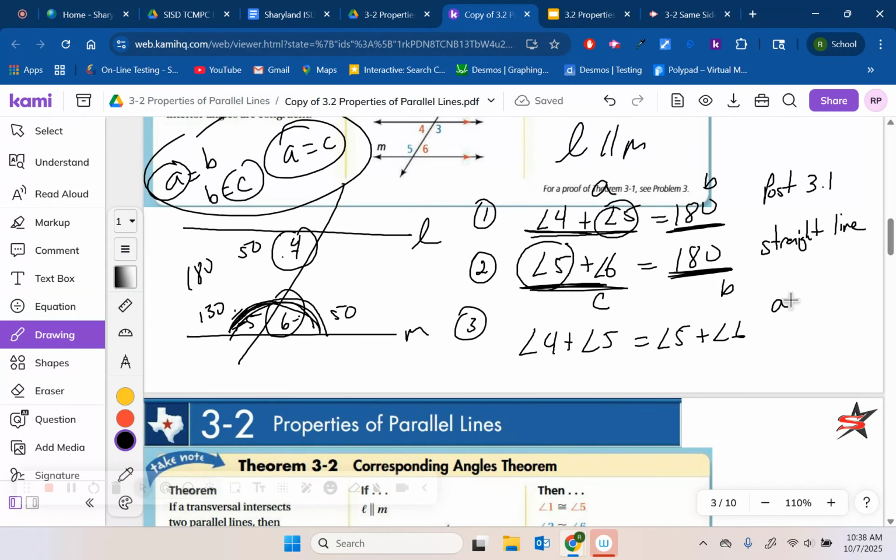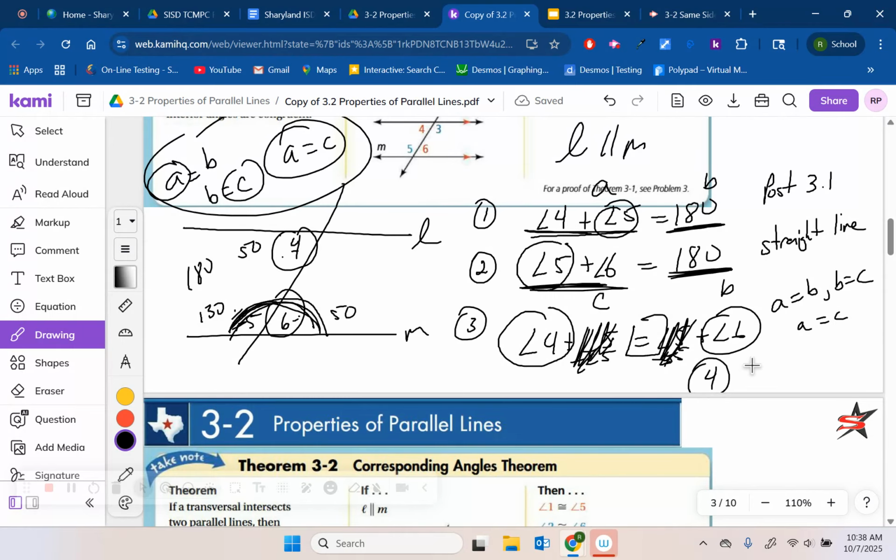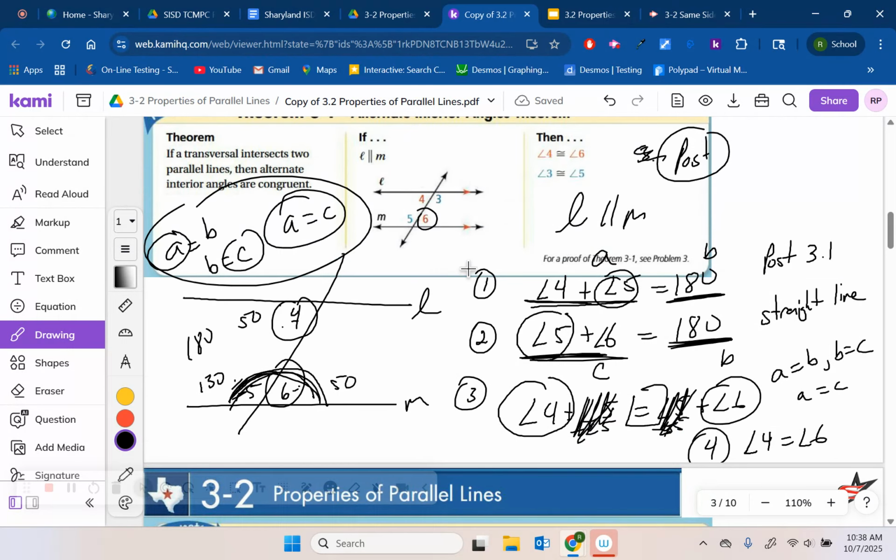The one thing I know is that they both have angle 5 on each side, so I can subtract angle 5 on each side because they're the same, and they cancel out. They disappear, leaving me with 4 equal to 6. That's my step right there, and you can just call it solve for a variable. So angle 4 equals angle 6.